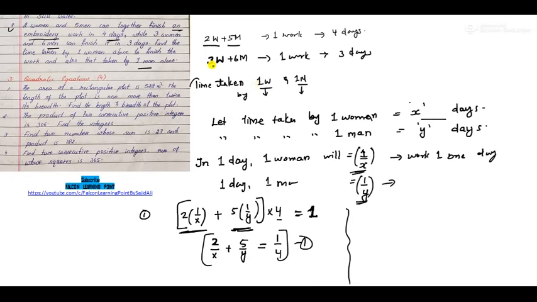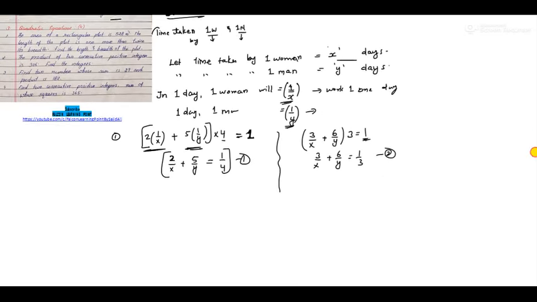Similarly for this we can write 3 women as 3 by x plus 6 men as 6 by y, into how many days they are taking? 3, so this becomes into 3 equals 1 to complete that single work. Now transferring the 3 to the RHS, it becomes 1 by 3, so this is your equation number 2.